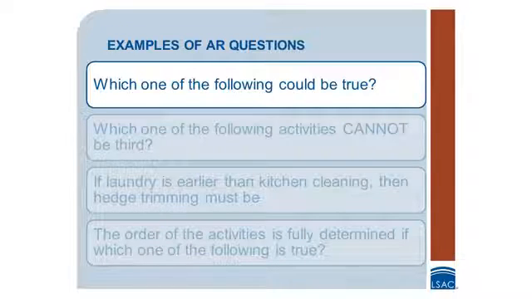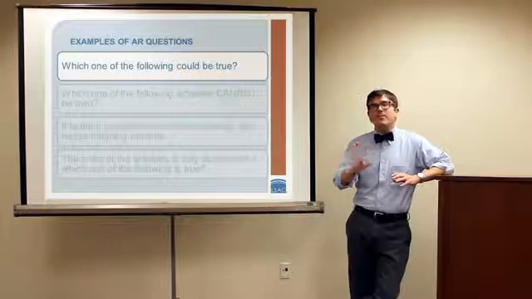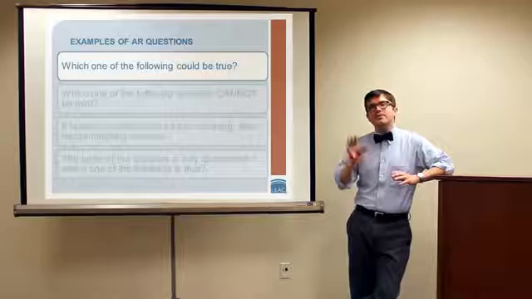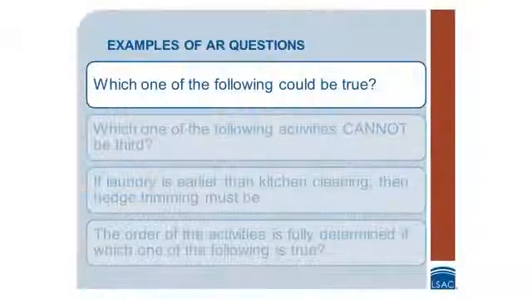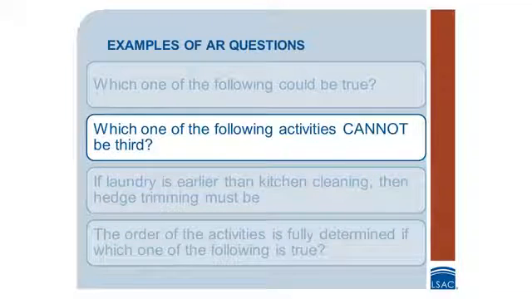Every AR question, in some sense, is about what can be true, what must be true, and what cannot be true given the scenario. Sometimes we'll ask exactly that. Sometimes we will ask this type of question, but put it in terminology specific to the scenario. So we may ask, which one of the following activities cannot be third?